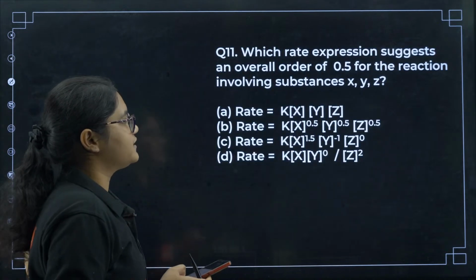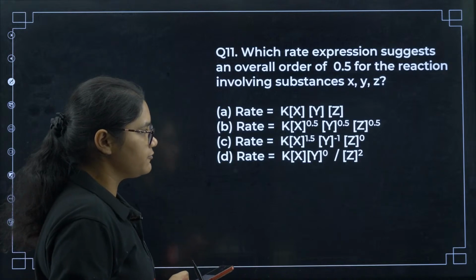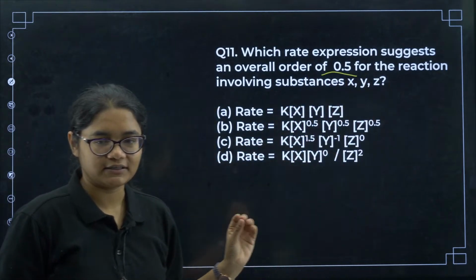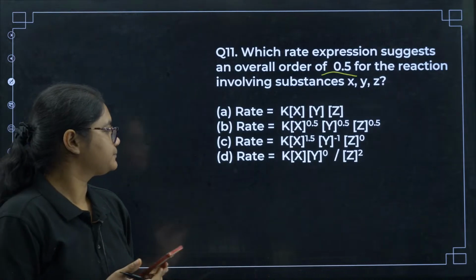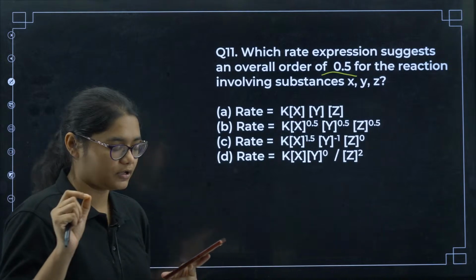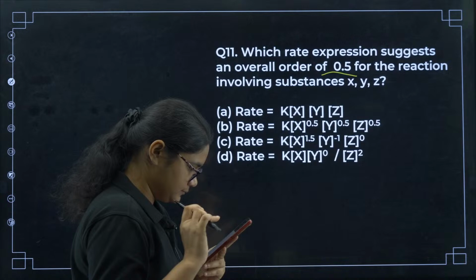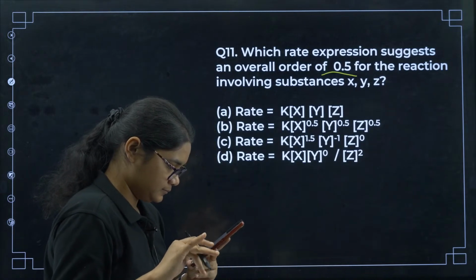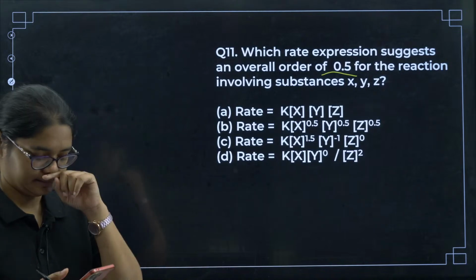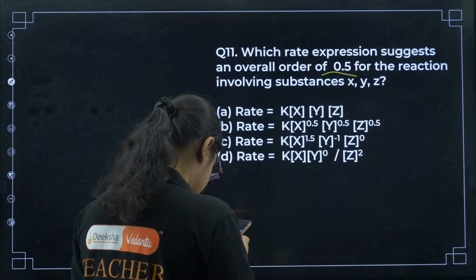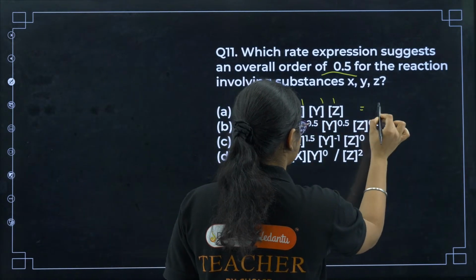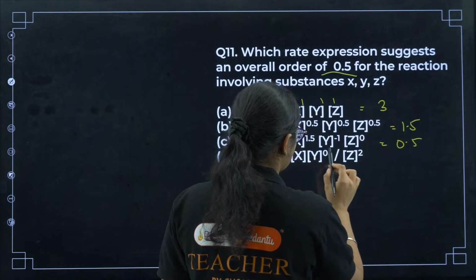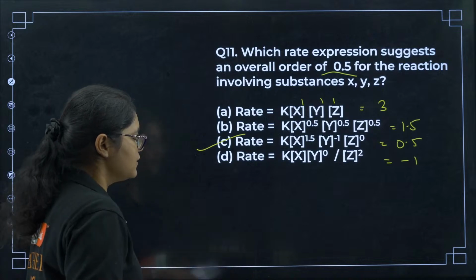Next question number 11. Which rate expression suggests an overall order of 0.5 for the reaction involving substances X, Y and Z? Overall order has to be 0.5. Very easy, just you have to calculate. See the options and tell me in which case the overall order will be 0.5. Yes, 11C, Chandan is correct here. So, you will find here overall order is 3, here overall order is 1.5, here the overall order is 0.5 and here it is 1 minus 2, that is minus 1. So, option number C is the correct answer.